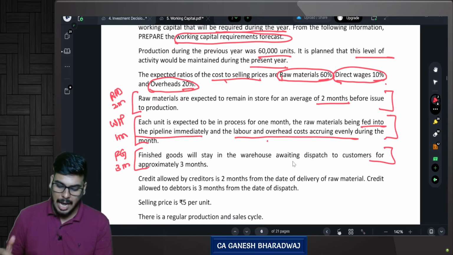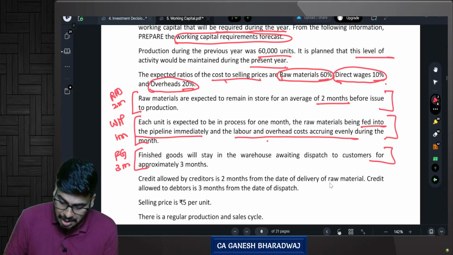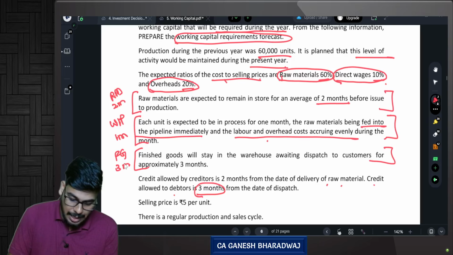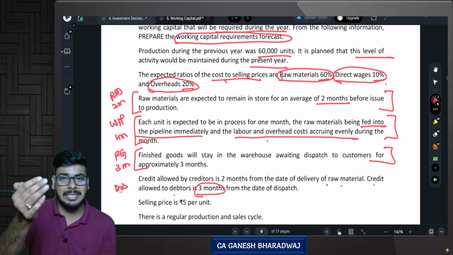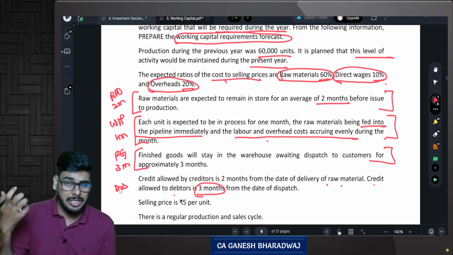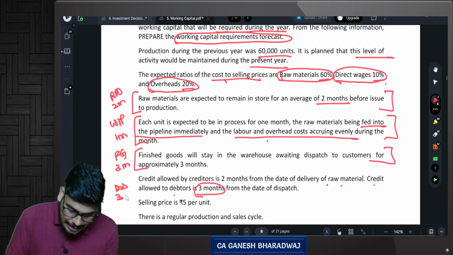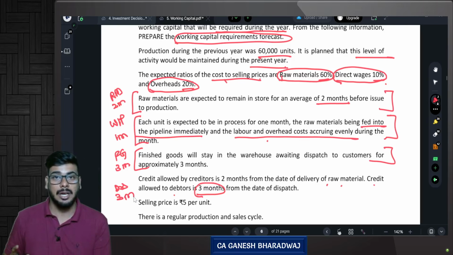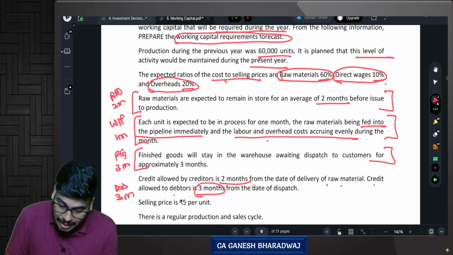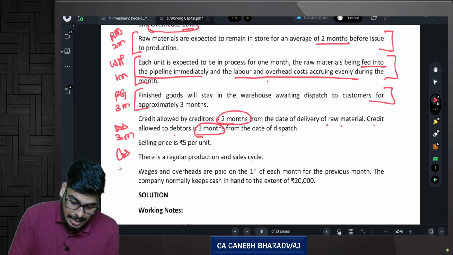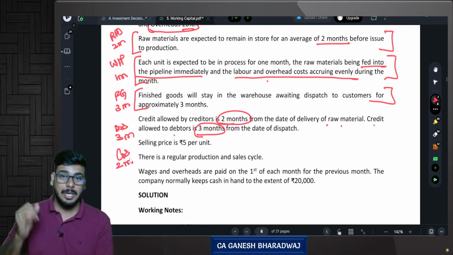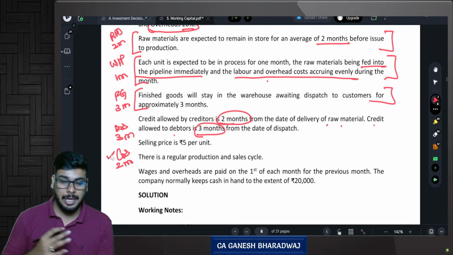Then credit allowed by creditors is 2 months from the date of delivery of raw material. Credit allowed to debtors is 3 months from the date of dispatch. Now, after FG, what happens? Debtors. The moment I sell my FG, will I be able to generate cash? No. The debtors say that they want 3 months of credit period, right? But parallelly, the creditors are saying that they will give me 2 months of credit period. So this is an advantage for me. Are you clear with this?